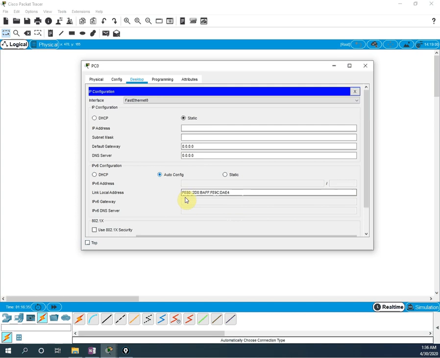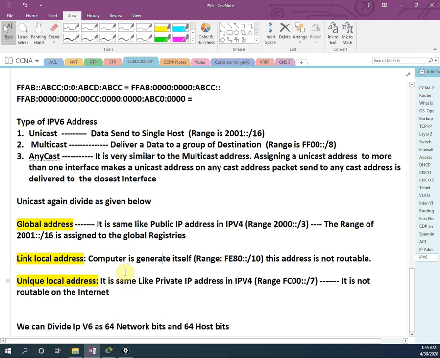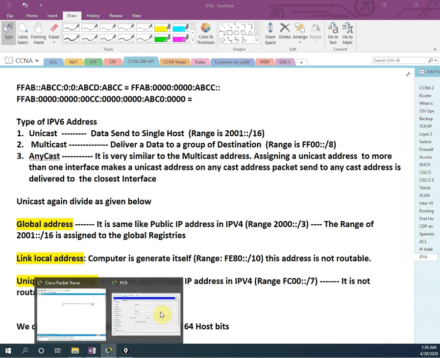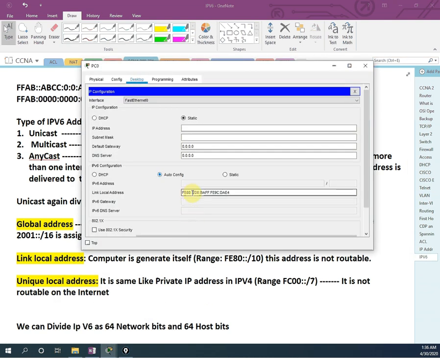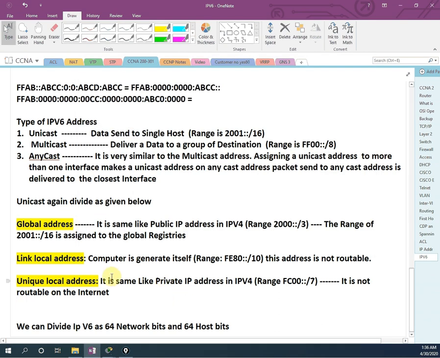It will use FE80, and it will add the MAC address. So see what it generated, FE80, same range, and then it will add some bits and the MAC address and all that. So the computer itself generates it, that is known as a link local address. The computer generates it itself, and the range is there, and this is not routable, means we cannot access the internet with this IP address.